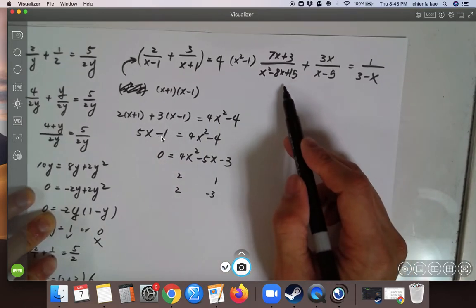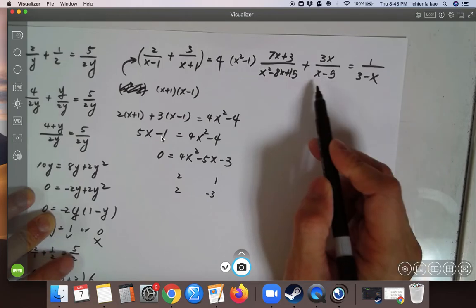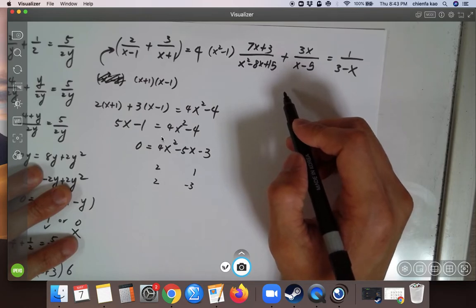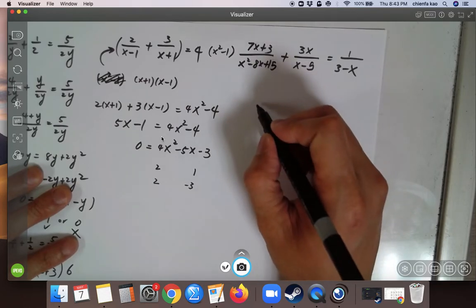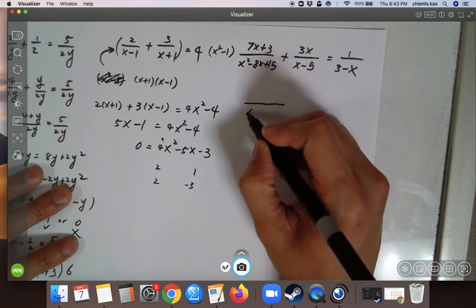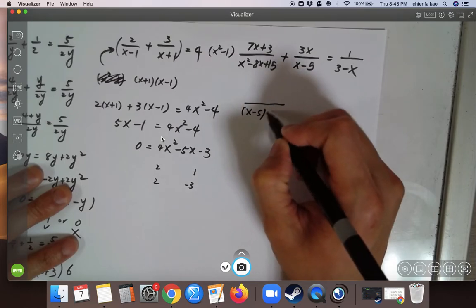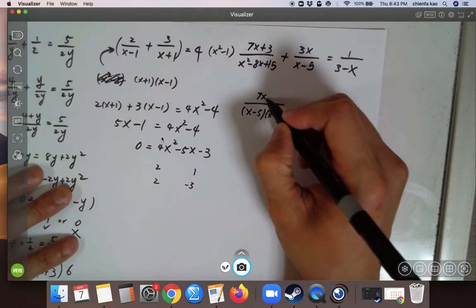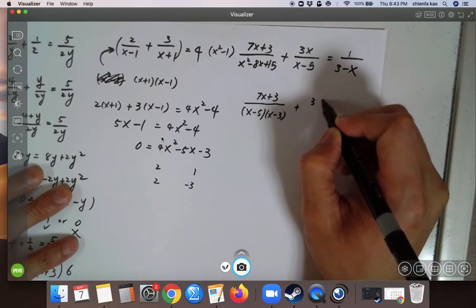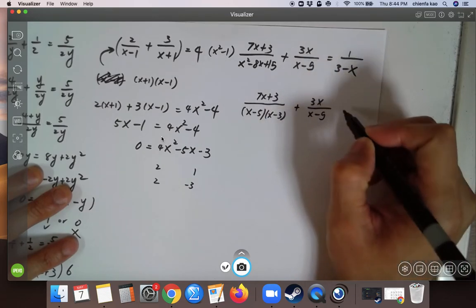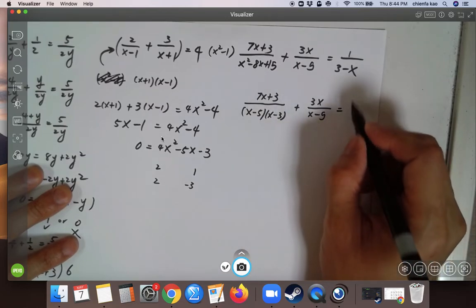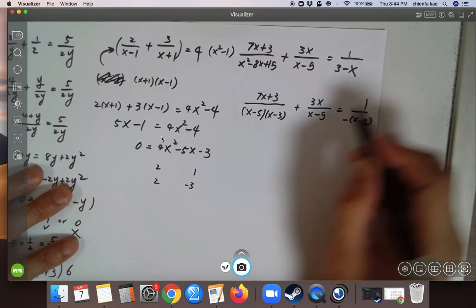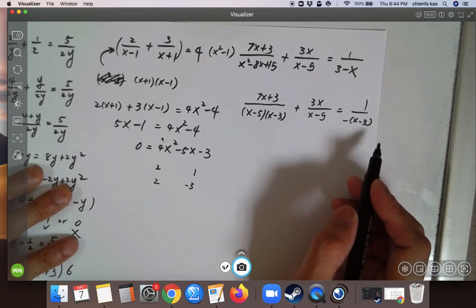Okay. Why didn't you guys try this one? Okay, so let's factor this. So this one will be x minus 5, x minus 3, 7x plus 3, plus 3x over x minus 5. And then this one is just, think about this, factor out the negative, just x minus 3. Now it might look a little bit more familiar to you.